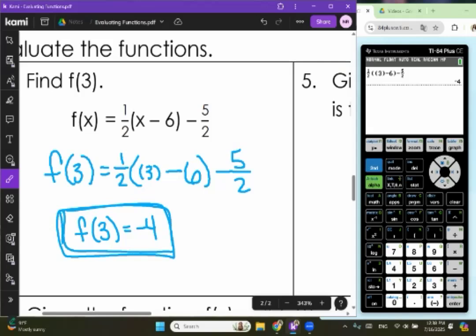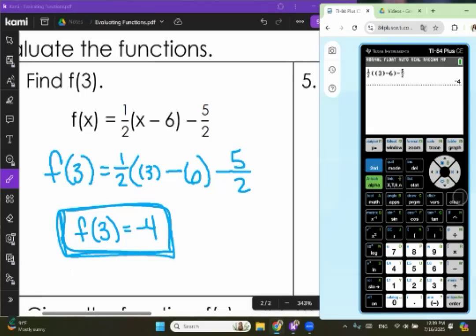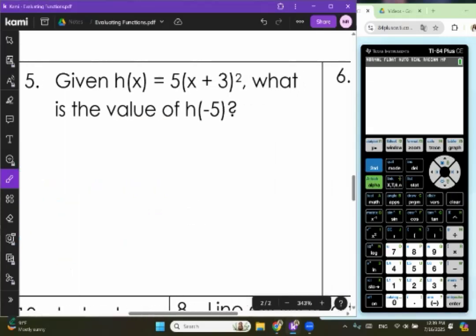Make sure you guys are also practicing typing this in. I know it's so easy to give in and just wait for me to type it in because you're just watching a video, but if you don't practice, you're not going to be able to do it the day of the test, okay? What is the value of h of -5?